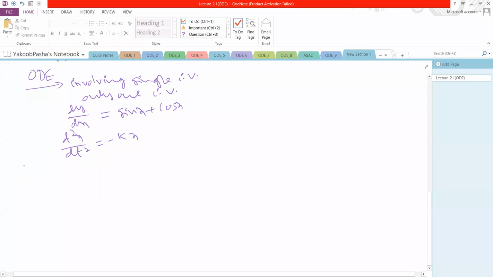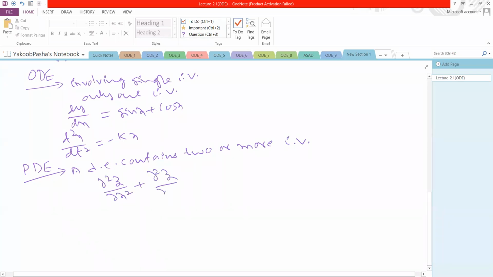Now, the second type of differential equation is partial differential equation. A differential equation which contains two or more independent variables. For example, I am taking dou square z by dou x square plus dou square z by dou y square is equal to x square plus y square.